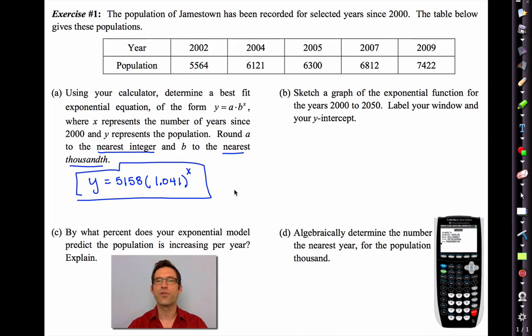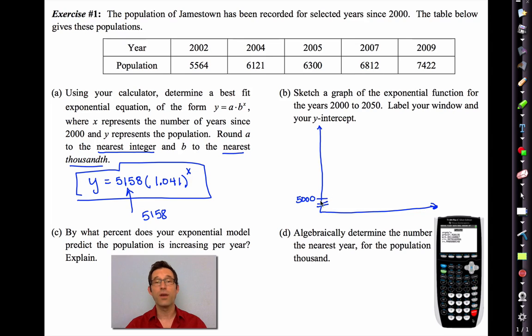of the exponential function for the years 2000 to 2050. Label your window and your y-intercept. All right. Well, I want some kind of a graph. And I think I'm even going to put a little axis break in there because I'm kind of tired of having exponential graphs where I don't really get to see the exponential very well. Now, I think I could set a minimum. It's always a little bit dicey, but I know that my y-intercept is 5,158. So I think I'm going to set my y-minimum at 5,000.